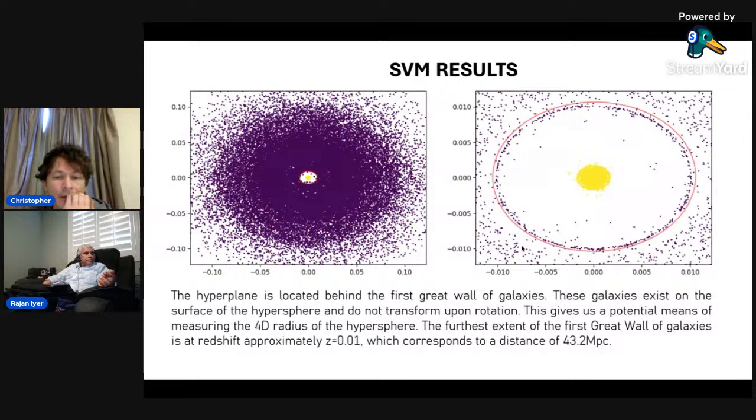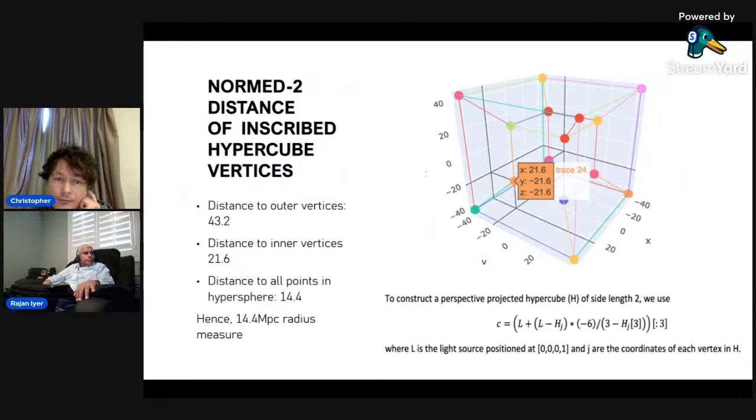So we can measure the distance from the Earth to the Great Wall, and we get a distance of 43.2 megaparsecs, and they have a redshift Z of 0.01, which is quite low, obviously. Now, I should say that we were using a Hubble constant of 70 and a flat space-time to do that. Also, the angular distance, I think it is called. But we'll get to that later on.